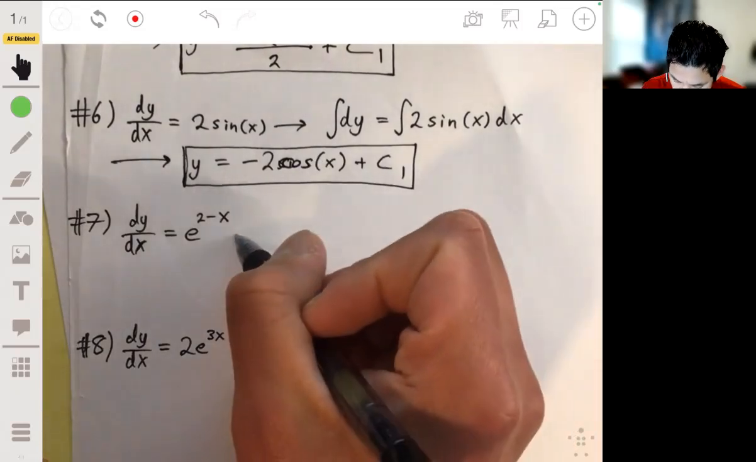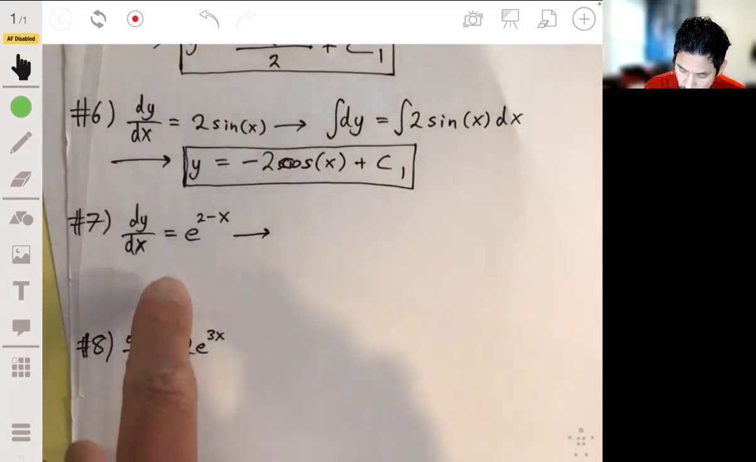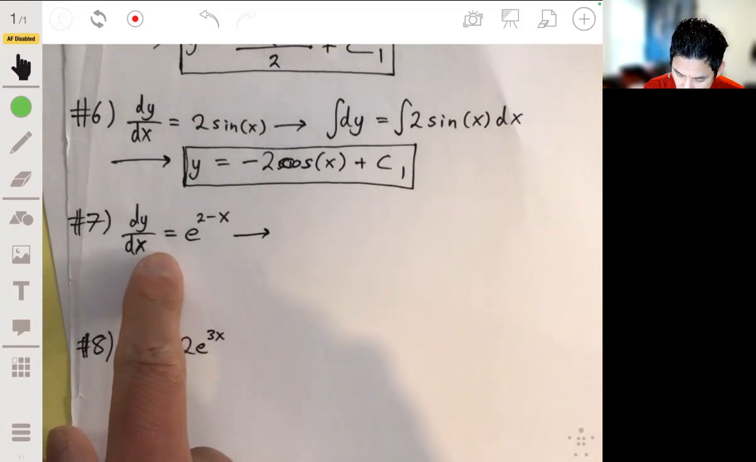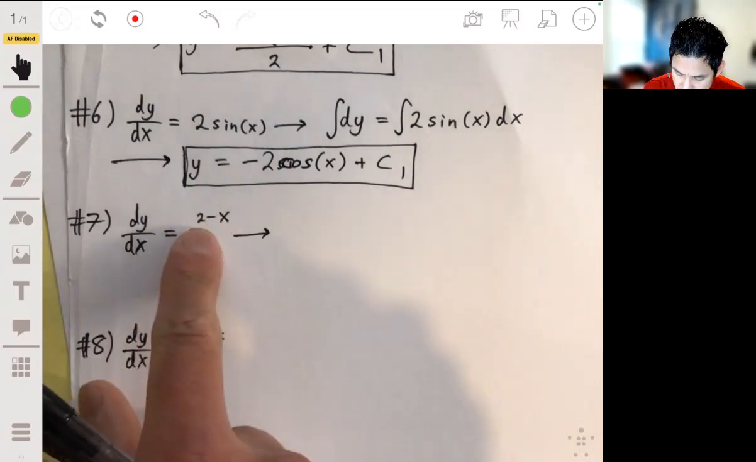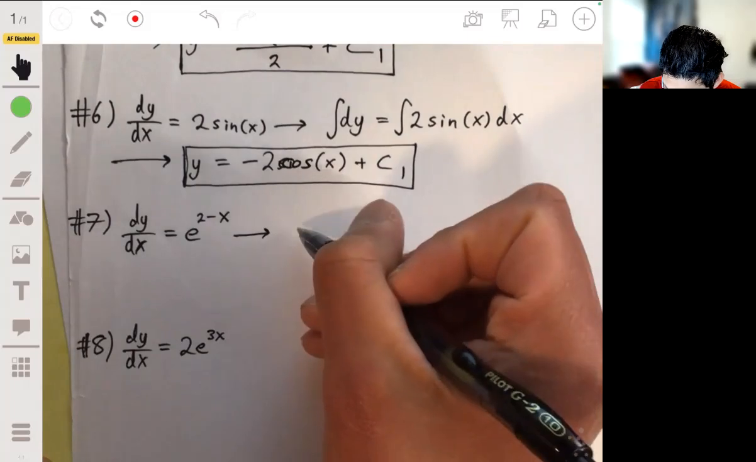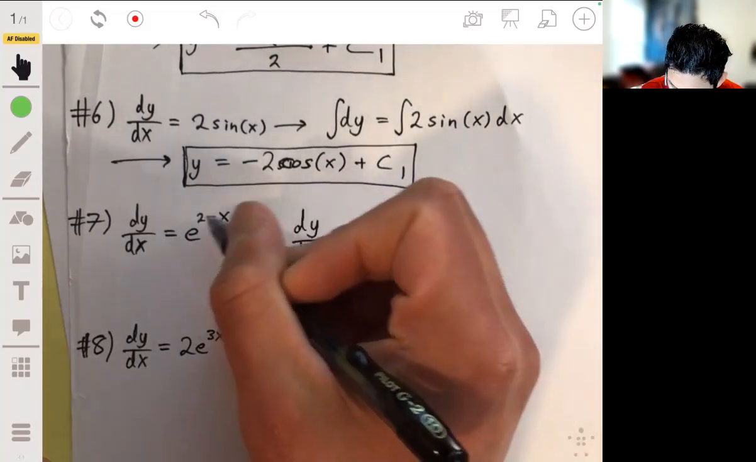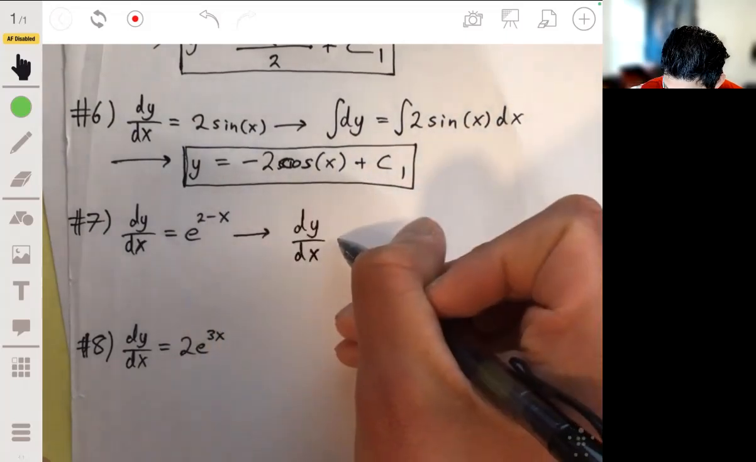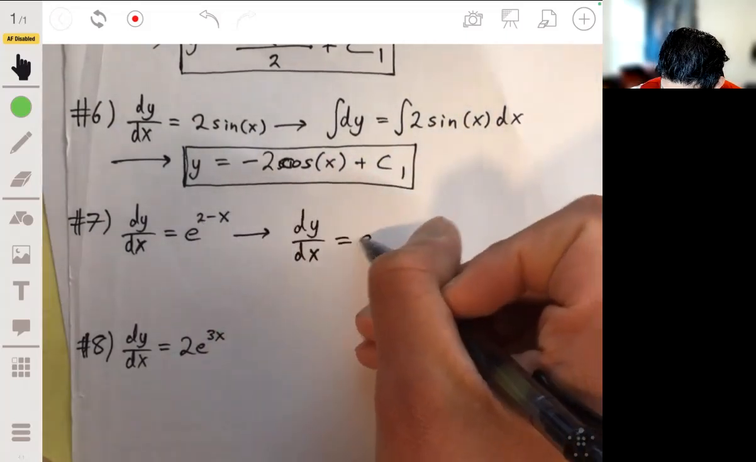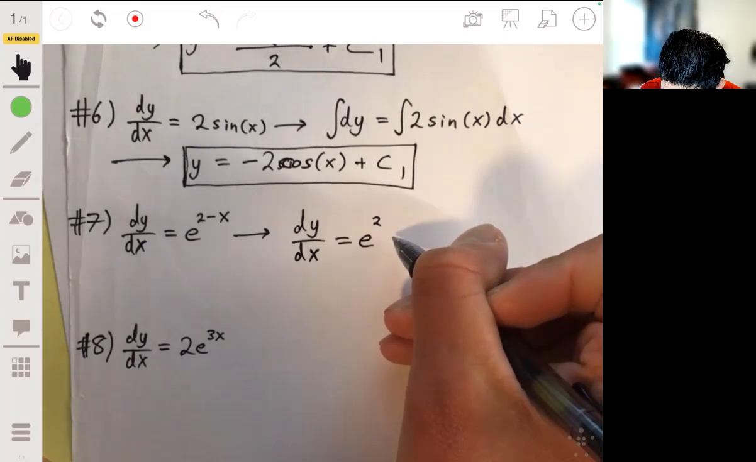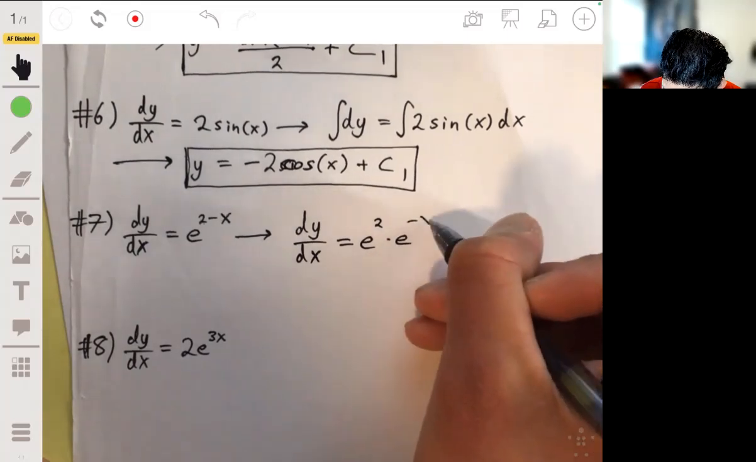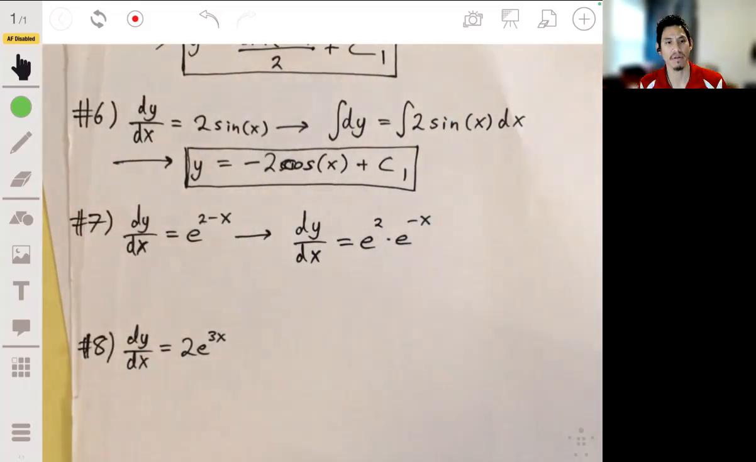All right, number 7. Okay, let's rewrite this in a way that students won't get confused, because I think students will see this and be like, oh crap, what is this? But this is just a coefficient. This is the same as e squared times e to the negative x. E squared is just a number.